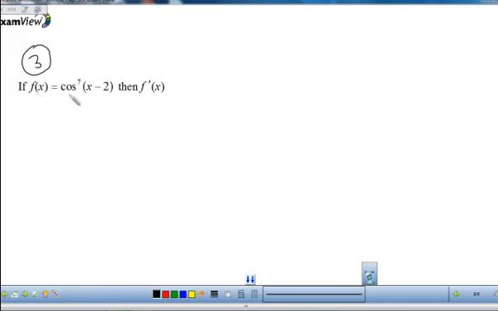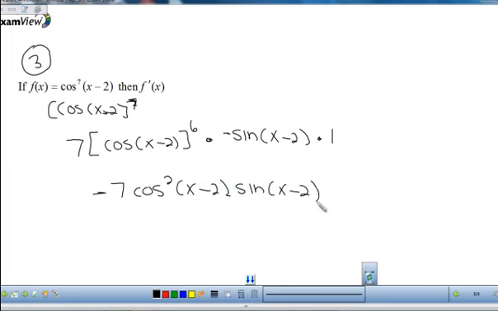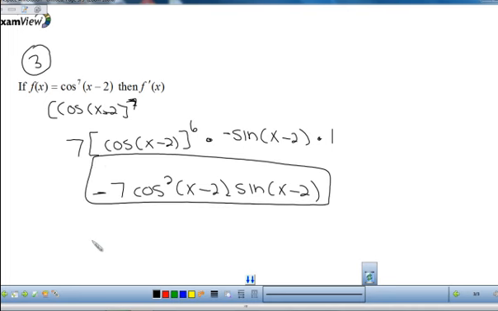Okay, so if f of x is cosine to the 7th of x minus 2, what is the derivative? So we're going to use the chain rule. This is another way of writing cosine of x minus 2, to the 7th. So 7 cosine of x minus 2 to the 6th, times the derivative of the inside. So we're going to have negative 7 cosine squared times sine of x minus 2. So there's my derivative.